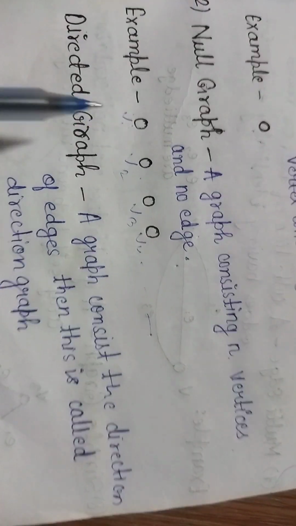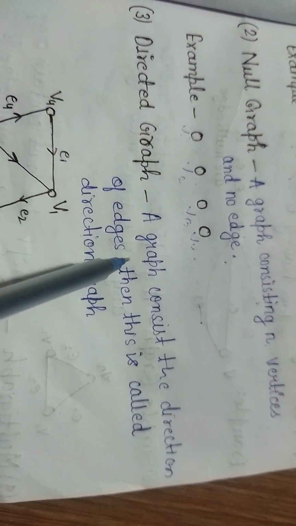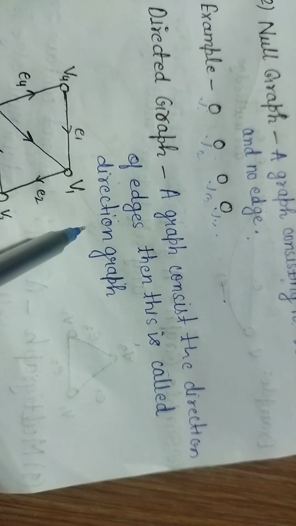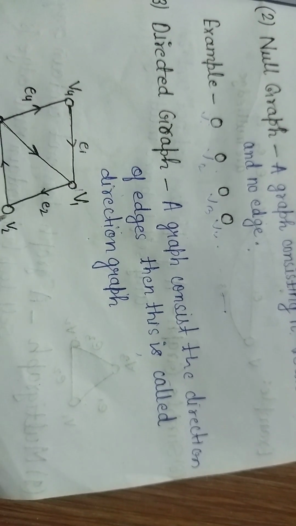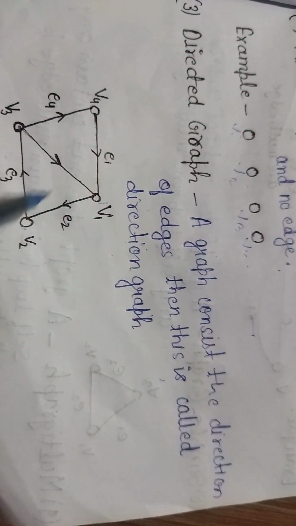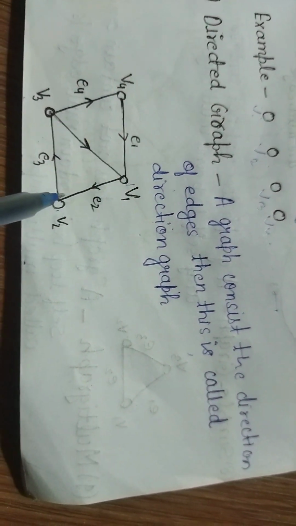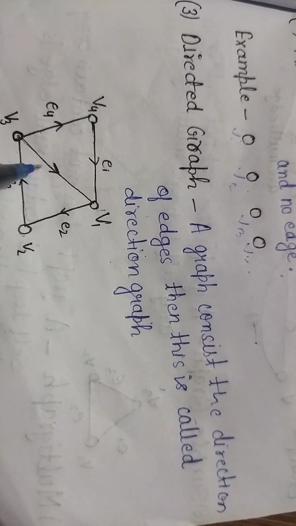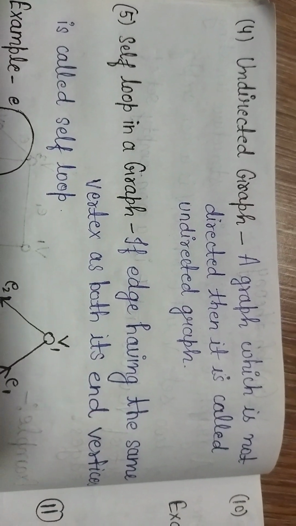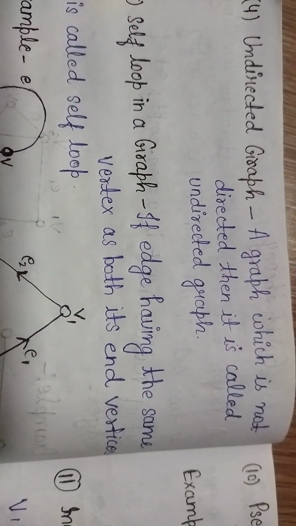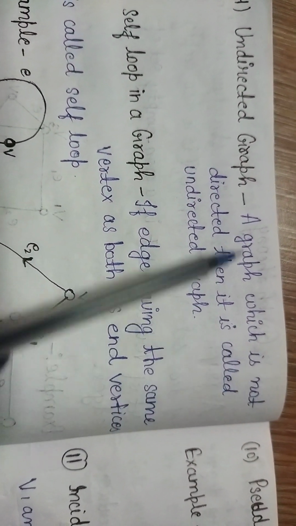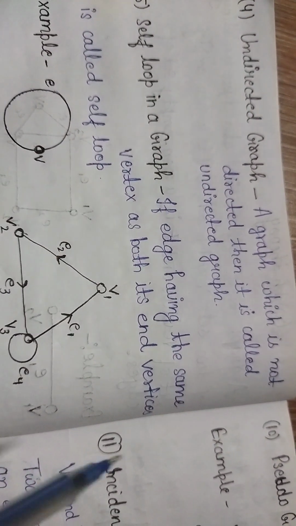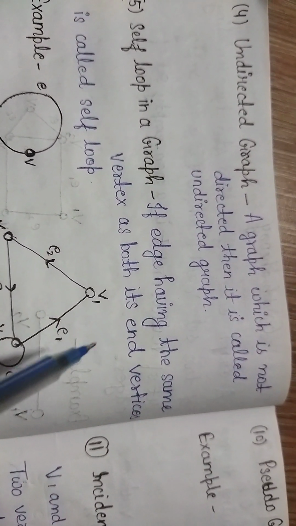Now come to the third one, directed graph, a graph consisting of directions on edges is called a directed graph. Suppose here V1, V2, V3, V4 are vertices, and the directions of E1, E2, E3, E4 are given. So it is called the directed graph. Now the fourth one is undirected graph. A graph which is not directed is called undirected. Suppose there is no direction given, so it is called an undirected graph.